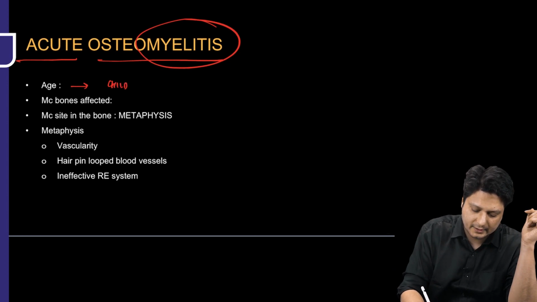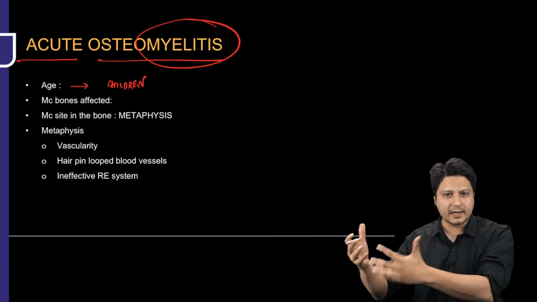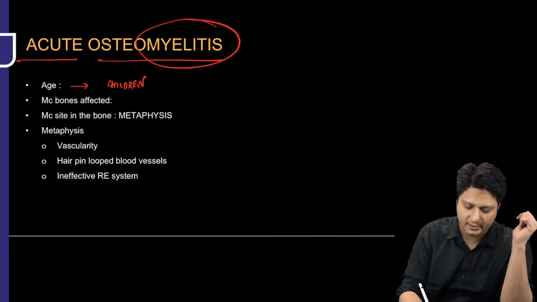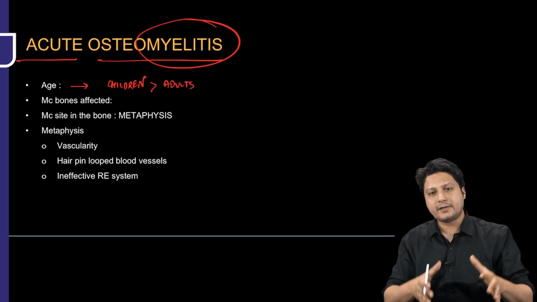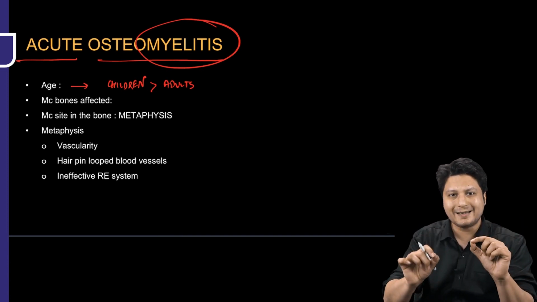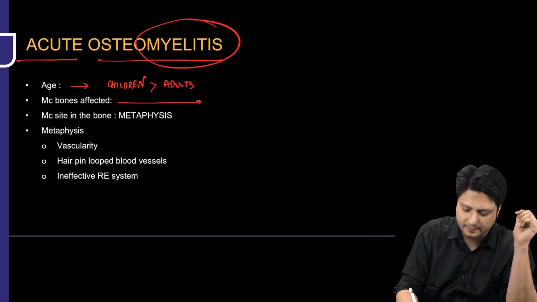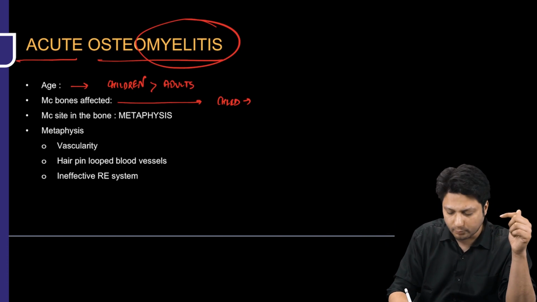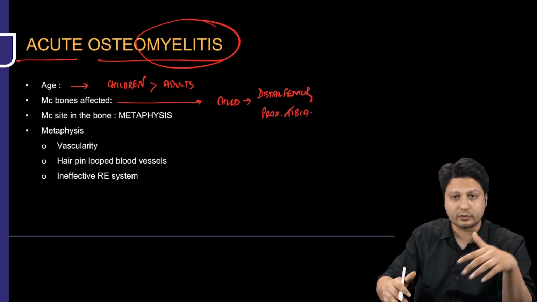So if I say that a child in the age group of around 5 years, 7 years, 8 years, it is far more common in these cases as compared to adults. All right. Now, why is it more common in children? You will come to know after some time. Next is, what is the most commonly affected bone by this infection? In case of a child, the most common bones to be affected are the distal femur and proximal tibia.